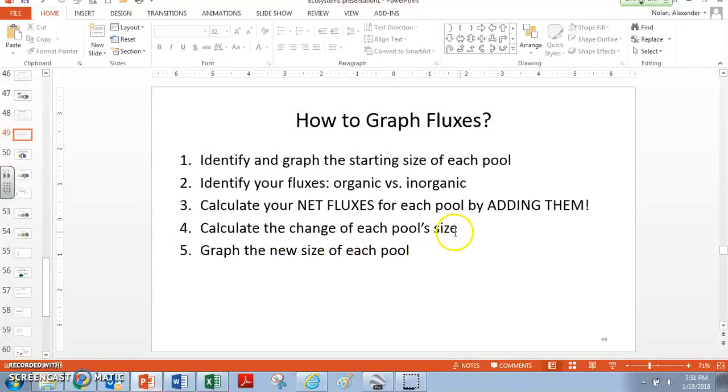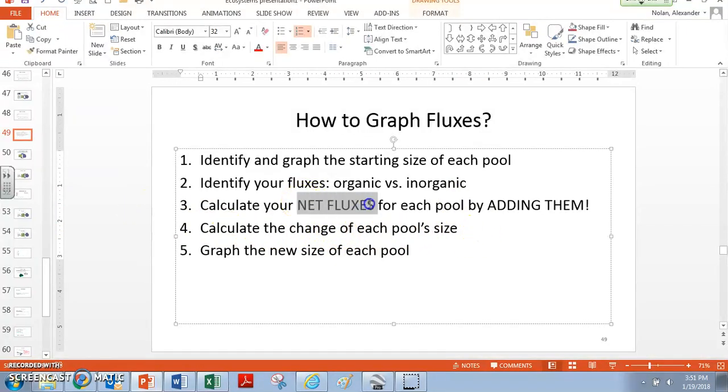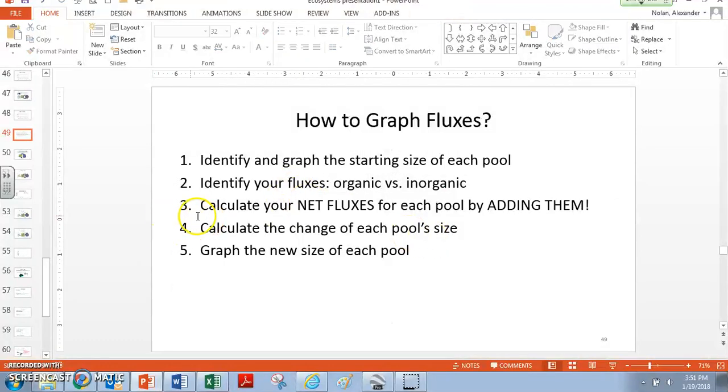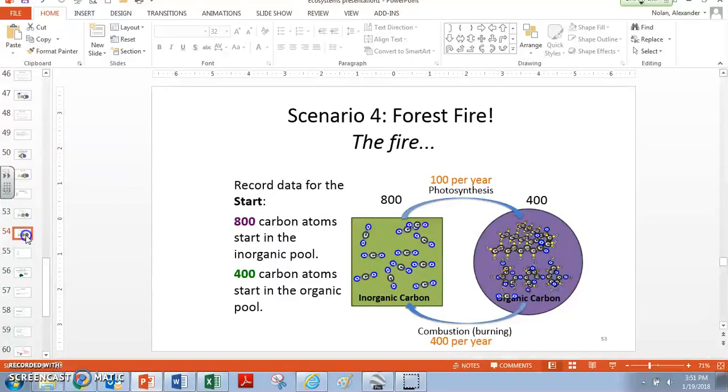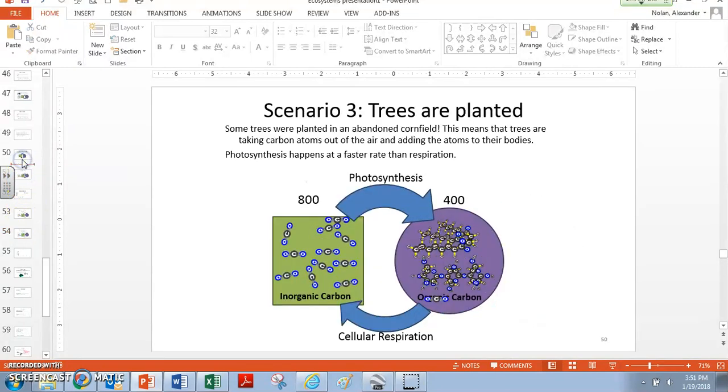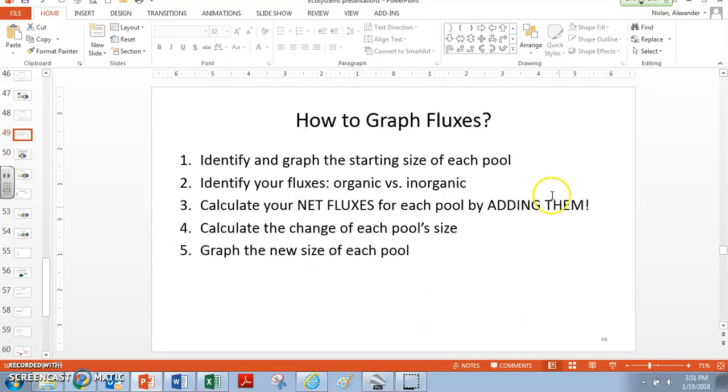Calculate the change of each pool size. That's your net flux, right? The change in the pool size is really going to just end up being the net flux. And once you've calculated the new pool size, just go ahead and graph it. Graph the new pool size for whatever years you need to. And then you should be able to graph your fluxes. It doesn't matter what kind of situations you end up with, whether it's a forest fire, or you're growing trees, or what you're doing. You should be able to graph fluxes as long as you follow these steps.